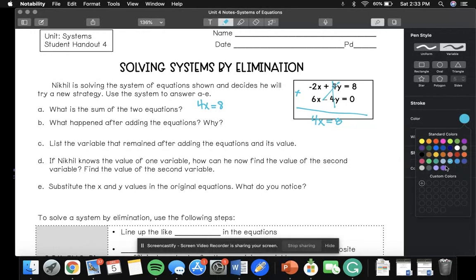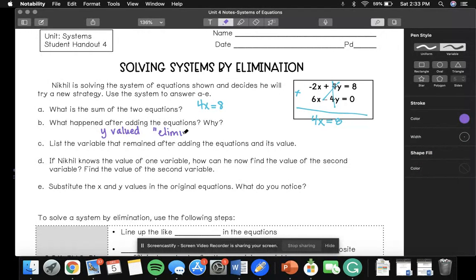And then it says, what happened after adding the equations? Well, it looked like the y values created a 0, or they eliminated from each other. So after we eliminated one of them, we have 4x equaling 8. If we were to solve that, we would divide by 4, and we would just get that x equals 2.